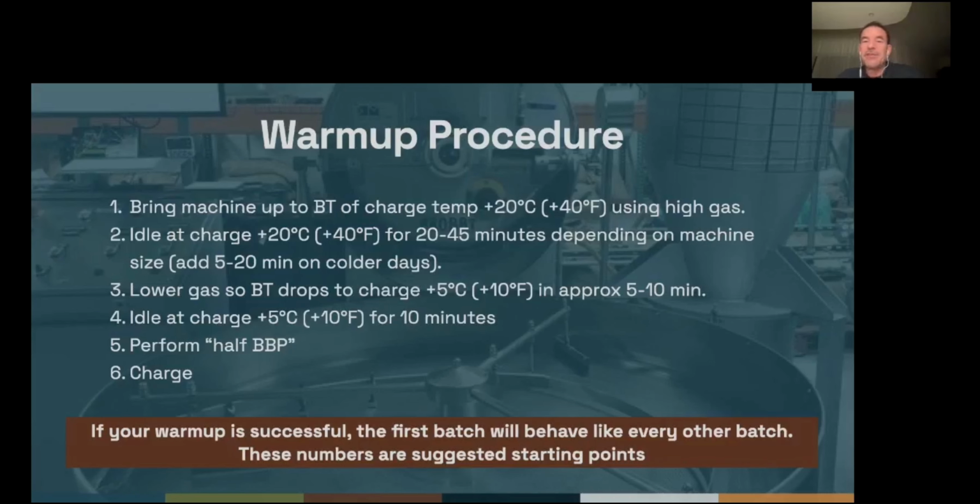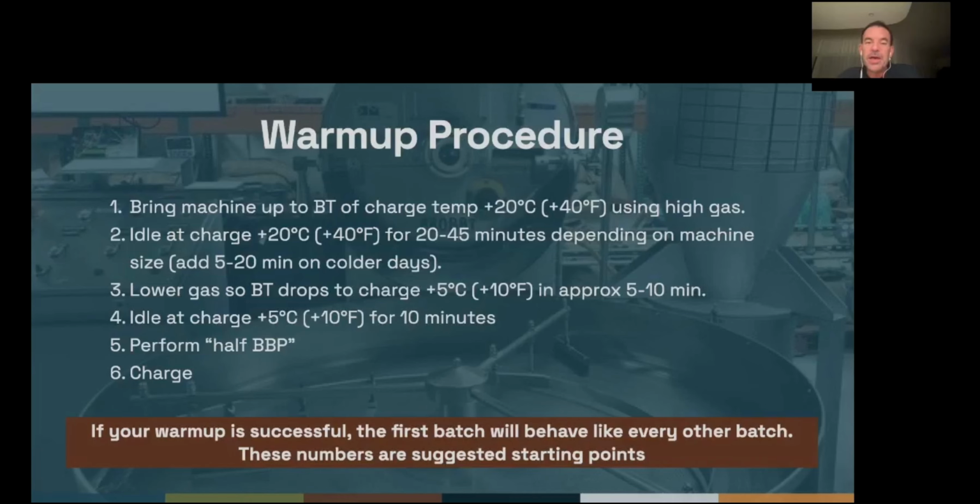Once you have finished that high idle phase, you'll want to go to what I call the low idle, which should be just above your average of your charge and end temperature. So let's say, in this case, about 210 Celsius, maybe 415 Fahrenheit for about 10 minutes. And then after that, perform between batch protocol and charge. Please ignore where it says half BPP here. I think that's not necessary. We'll just do a regular BPP, which we'll talk about shortly.